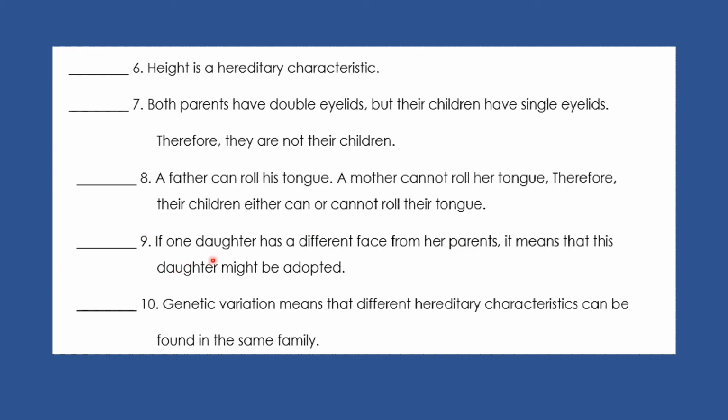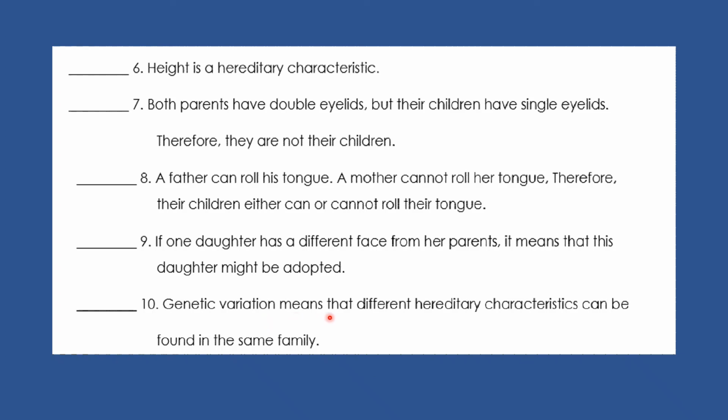Okay, for number 9, if one daughter has a different face from her parents, it means that this daughter might be adopted. Is it check or wrong? You have to remember that we can inherit not only from both parents, but also from our grandparents.